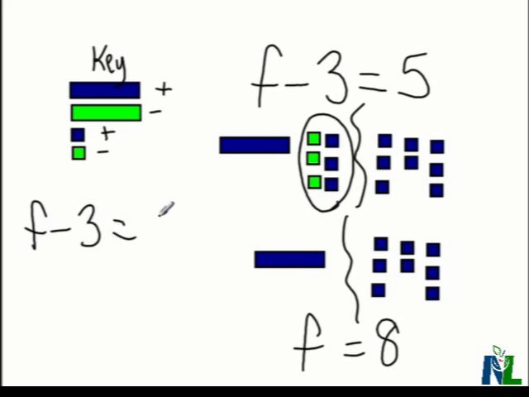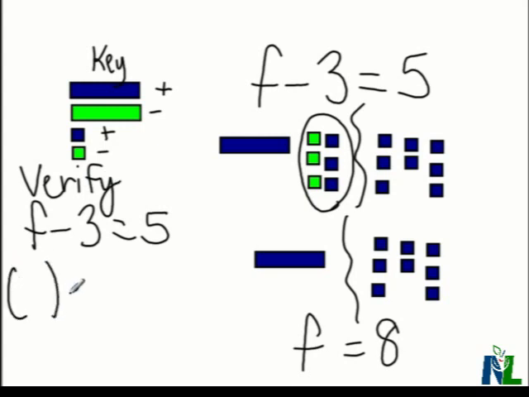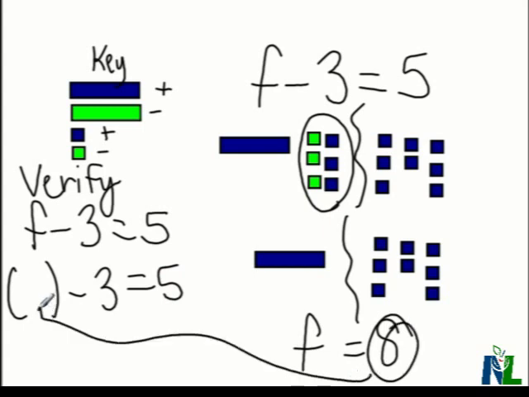Now, you know what we got to do next? We have to verify, just to check our answer and make sure it's right. We're going to put a number in here for f. We're going to put our answer in there, which was 8. 8 minus 3 is 5, and that is the correct answer.